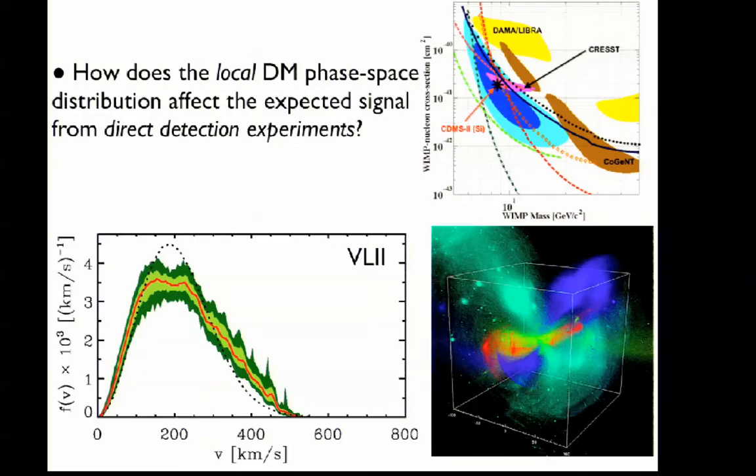In particular, how does the local dark matter phase space distribution affect the expected signal from direct detection experiments? There is a huge amount of money and effort from the physics community being spent in direct dark matter detections. The interpretation of these experiments relies on some assumption on the velocity distribution function of the dark matter particle. And traditionally, it has been assumed that this is a Maxwellian with a given peak velocity. We know now from current simulations that that's not the case. There are deviations from the Maxwellian distribution, and you can see here the result of a simulation which has a resolution of 50 parsecs or so. That is going to affect the interpretation of many of these results.